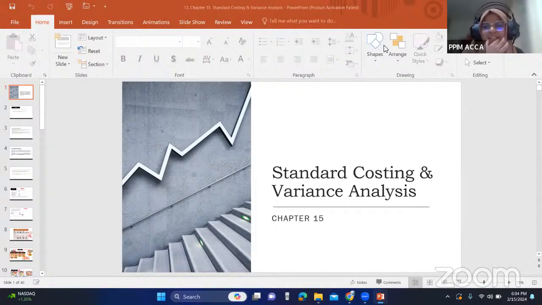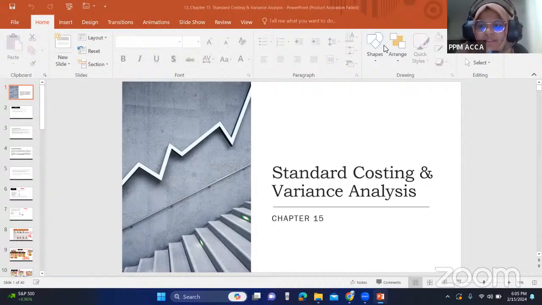So, like I promised, I'll be focusing entirely on standard costing and variance analysis today. The reason why I chose to take one entire day for this is simply because I find a lot of students tend to get a little confused with variance analysis. And unfortunately, for some reason the examiner tends to keep on questioning variance analysis.